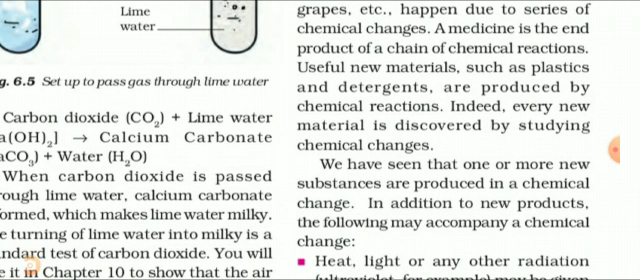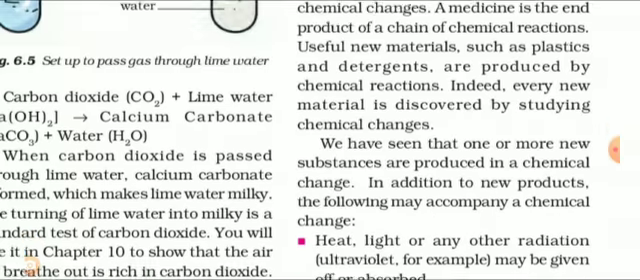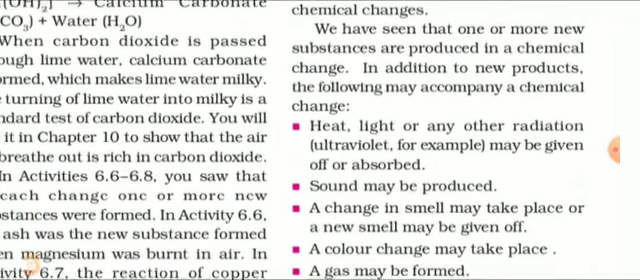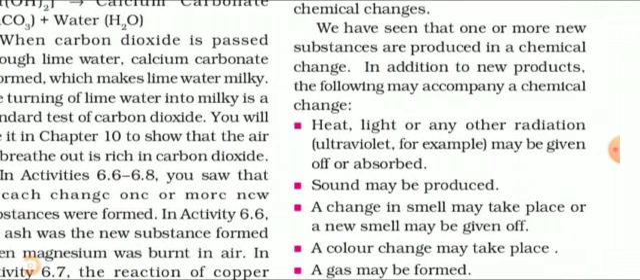Indeed, every new material is discovered by studying chemical changes. जो भी एक नया प्रोडक्ट बनता है, that it has to pass through a series of various chemical changes, तब जाकर एक नया प्रोडक्ट प्रिपेयर होता है. We have seen that one or more new substances are produced in a chemical change. एक substance भी produce हो सकता है या फिर more than one also.